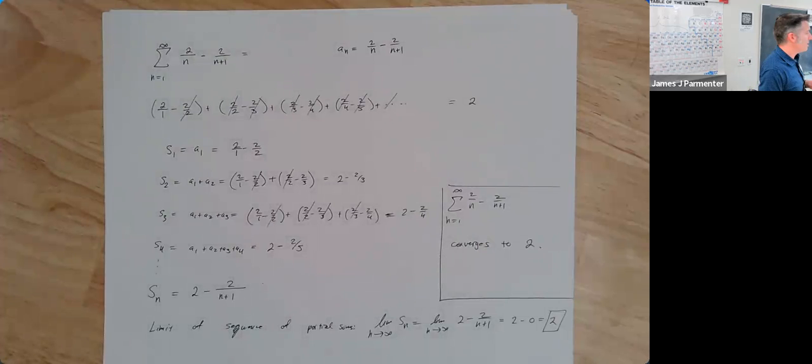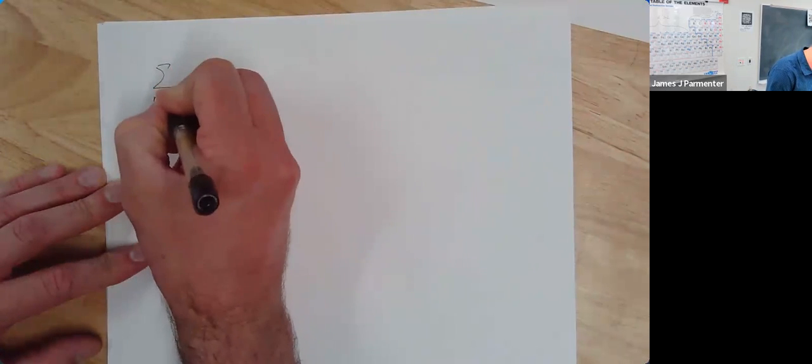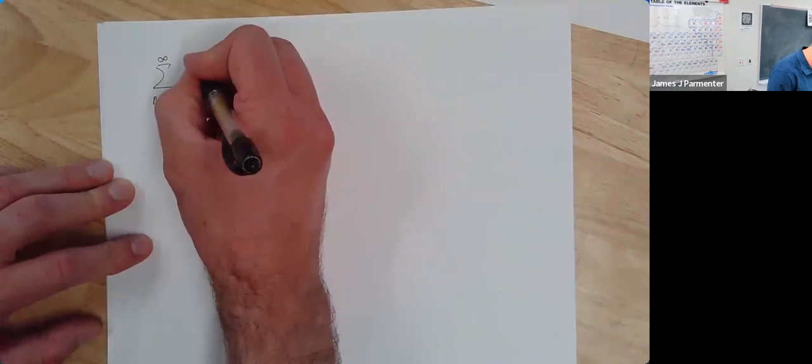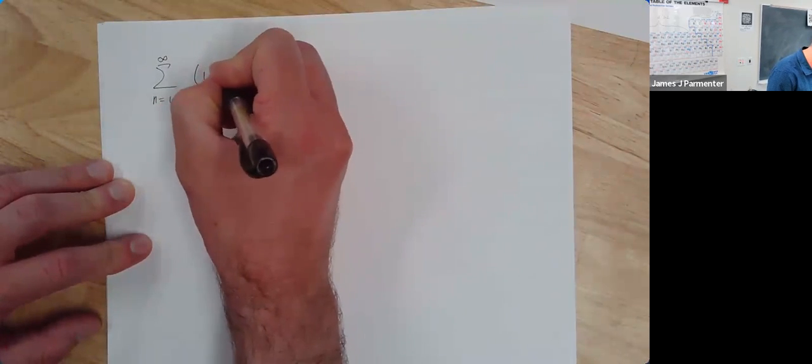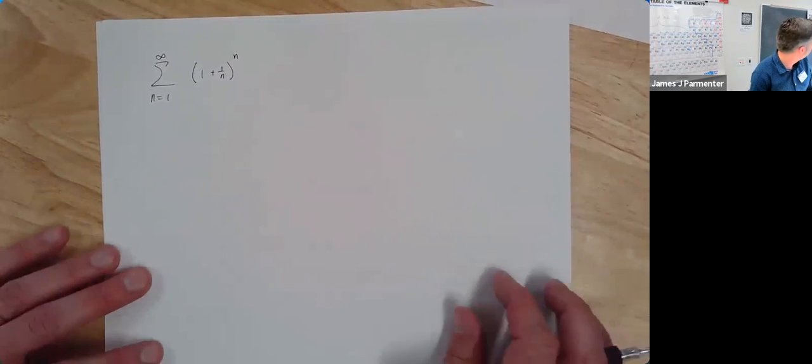So that said, we're going to move past that, and we're going to talk about some other tests for showing whether a series is convergent or divergent. You have one of them already, the test for divergence, or the nth term test. Here's a tricky example. What about the sum from n equals 1 to infinity of (1 plus 1 over n) to the n? I'm a fan of this example.